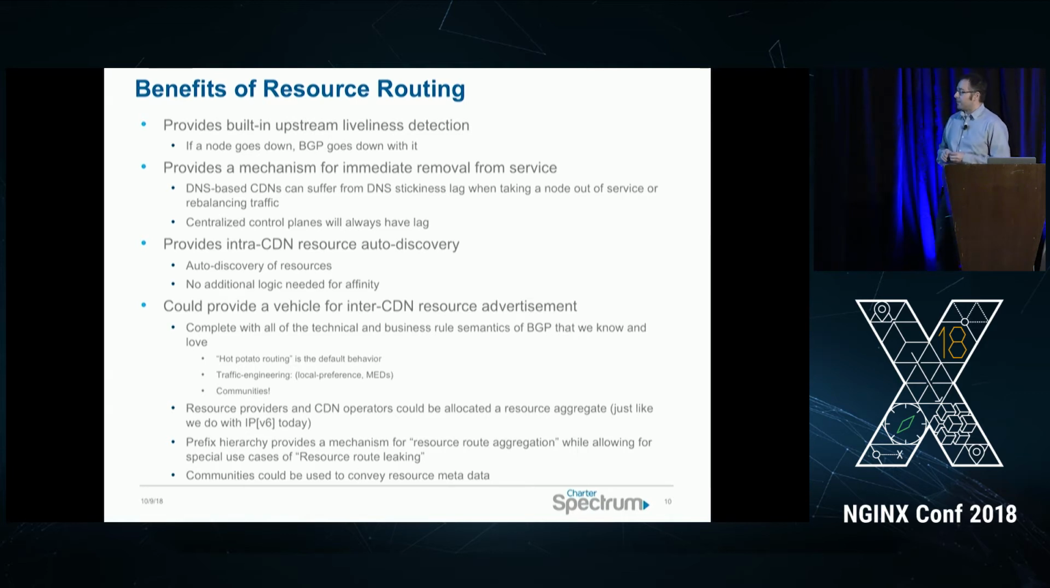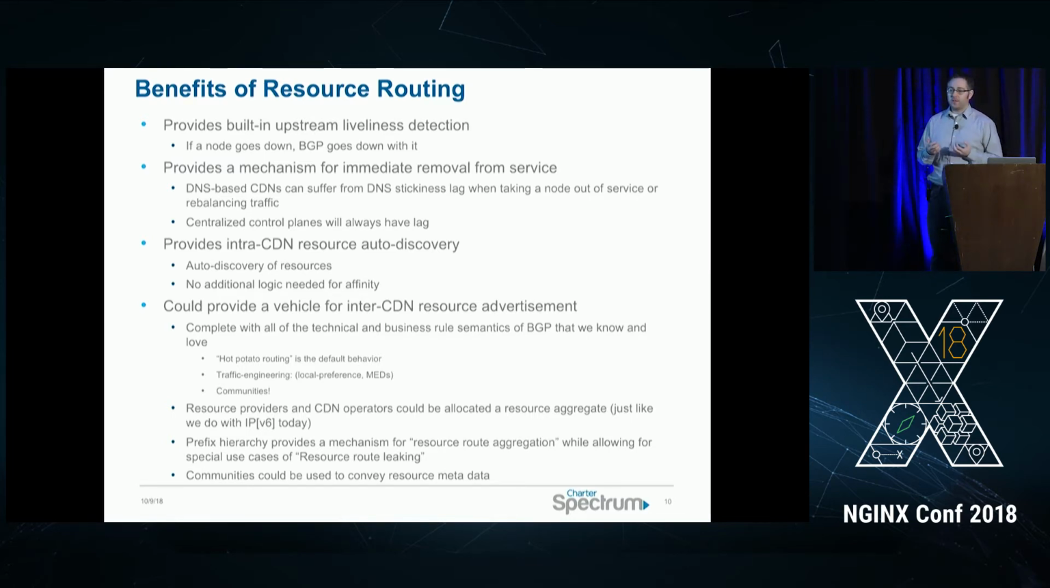This is where things start to get a little bit interesting. It could provide a vehicle for inter-CDN resource advertisement. And what I mean by that is, right now, if I want to share resources with another CDN, again, we have to have an agreement. I have to go in and tell them, use this as an origin. They have to go change their configs or vice versa. The same way that I was talking about doing that auto-discovery within a CDN, you can now do that between CDNs. So if I run a BGP session with a neighboring CDN, they can start telling me about content they have, and I can start telling them about content that I have, and now we can start sharing that CDN resource. And there's lots of stuff that comes with that.